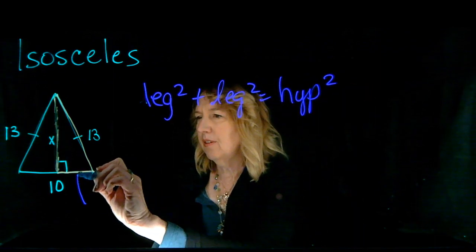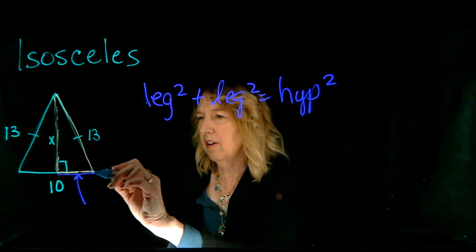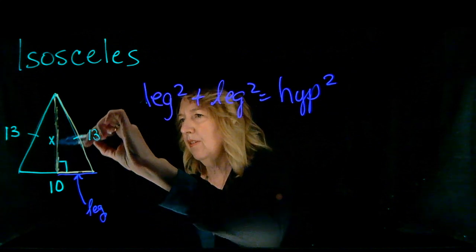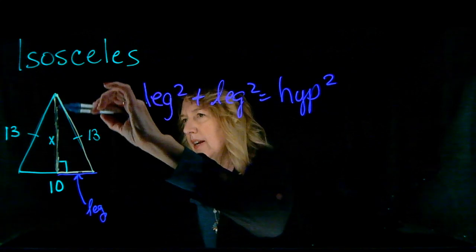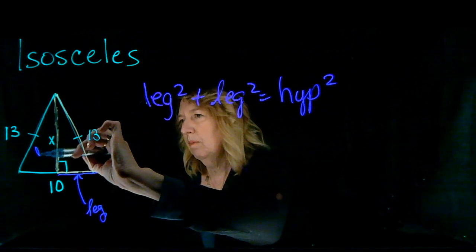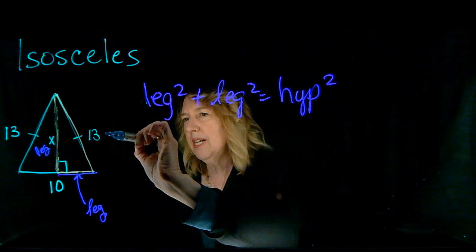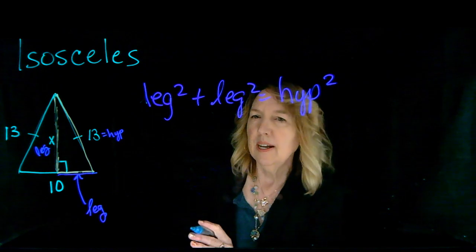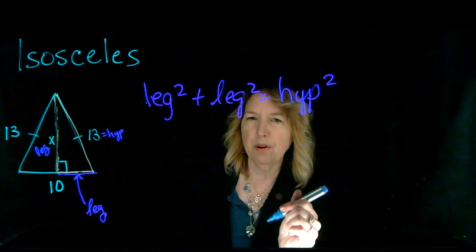Well, this from here to here is one of the legs. And this line in the center is the other leg. And this 13 will be the hypotenuse. Let's go ahead and put the information into the Pythagorean theorem.